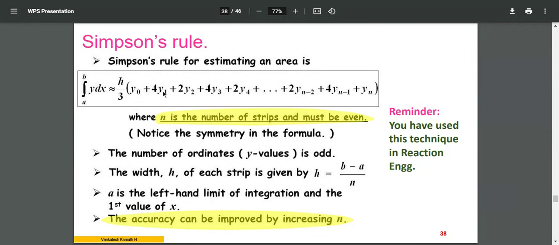y0, 4y1, 2y2, 4y3. Four values are done, right? The fifth value is y4. So 4y3, then y4, and there will be only 5 values. If we have to include 2 more values, that is 7 terms. Next is 9, 11, like that. So you cannot have an even number of terms. Here a and b are the left-hand limit and right-hand limit, so you get a to b.